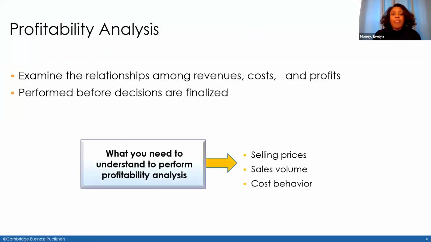So when we talk about profitability analysis, again, that's just an extension of cost volume profit analysis. We're looking at all of those relationships between our sales, our costs, and our profits. In order to understand our profitability analysis, we need to know our selling prices per unit. We need to know how many units we expect to sell, and we need to remember the information we've learned about cost behavior. In other words, we need to collect our data and group our costs together based on whether they are fixed, variable, and sometimes even mixed.